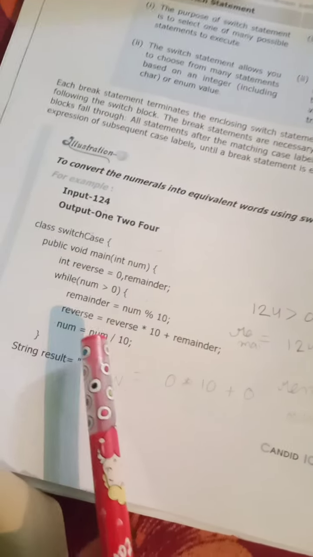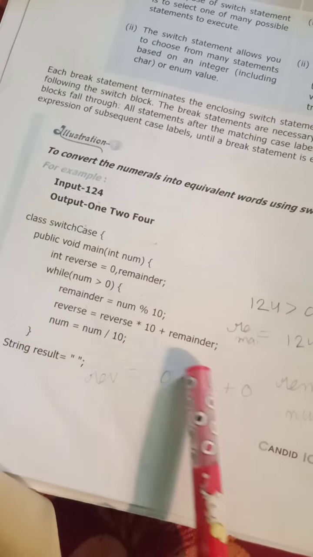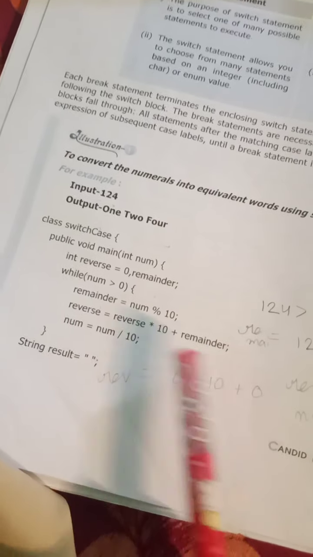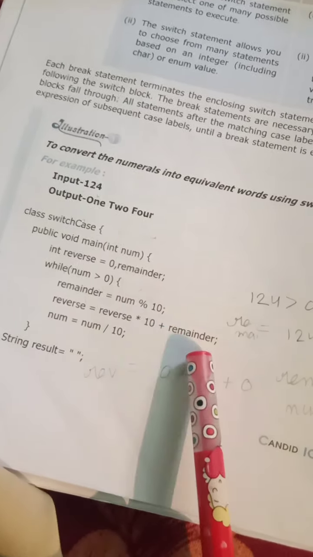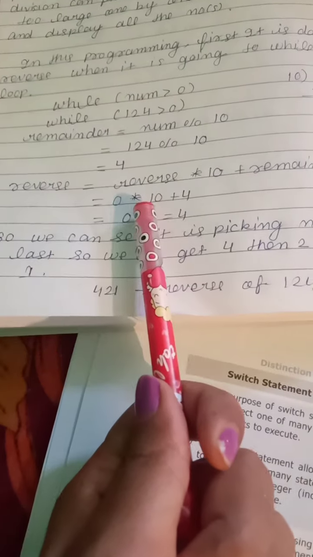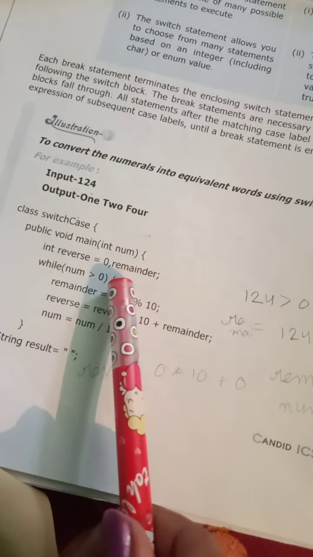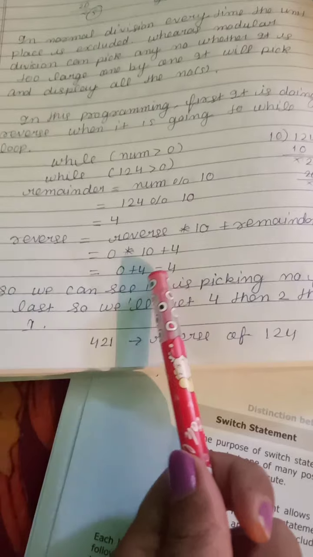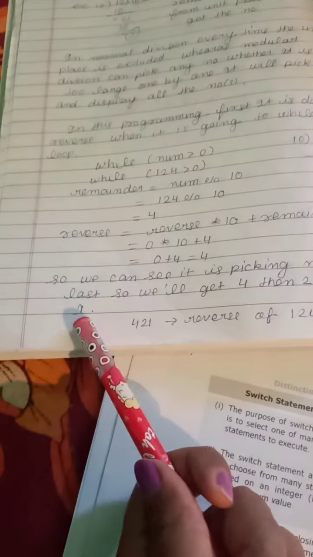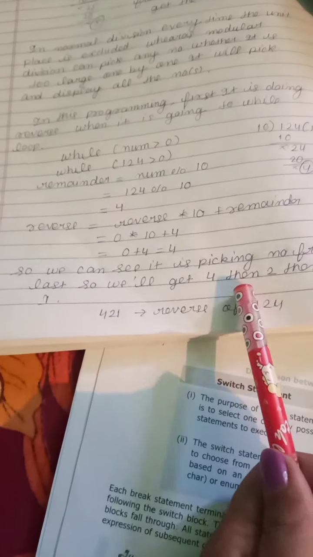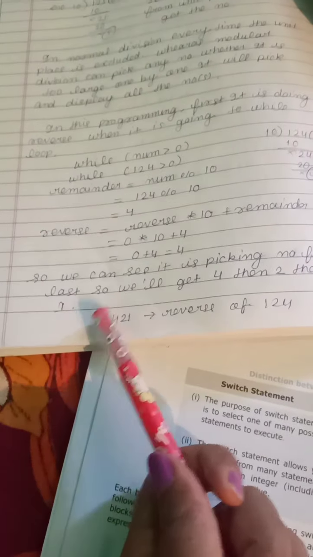And when we will put all the other value in this equation, which is reverse equal to reverse into 10 plus remainder, then we will put the value which is 0 into 10 plus 4. The value of reverse is given here 0. So 0 plus 4 equals to 4. So we can see it is picking number from last. So we will get 4, then 2 and then 1. So at the first time we will get 4.